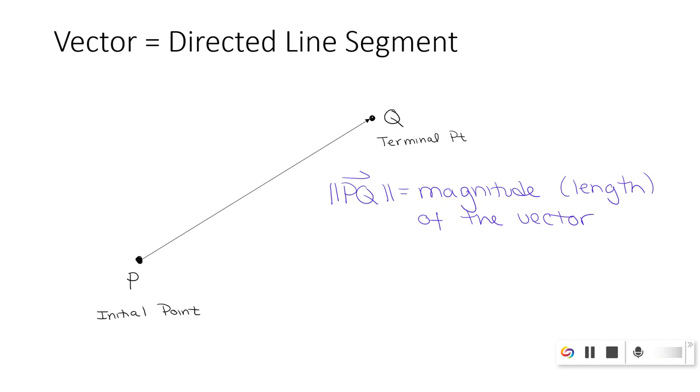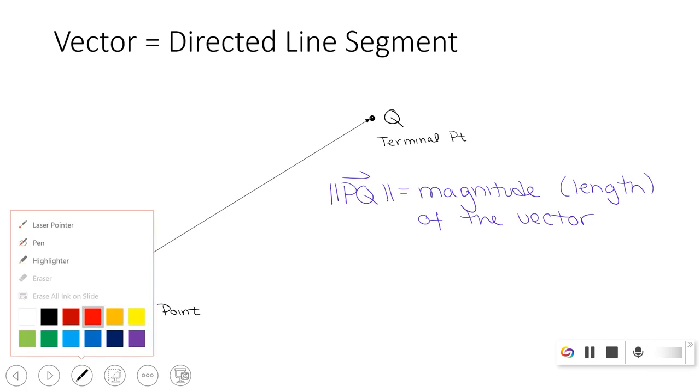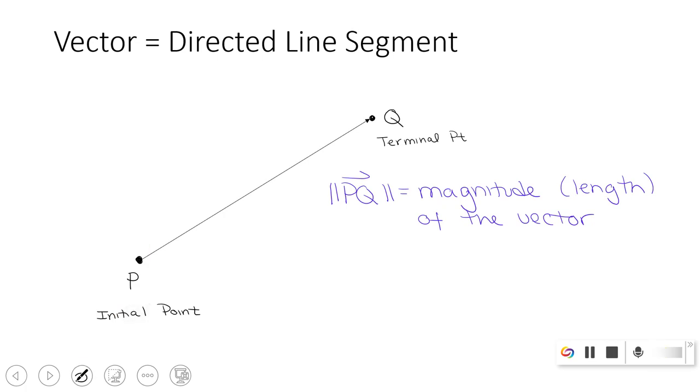Okay, so vectors have a direction, and they also have a magnitude, and the magnitude of the vector is the length of that vector. The notation that we're going to use for magnitude of a vector is these double bars right here. So that notation means magnitude or length of the vector, and the magnitude of a vector is just a number, a length.